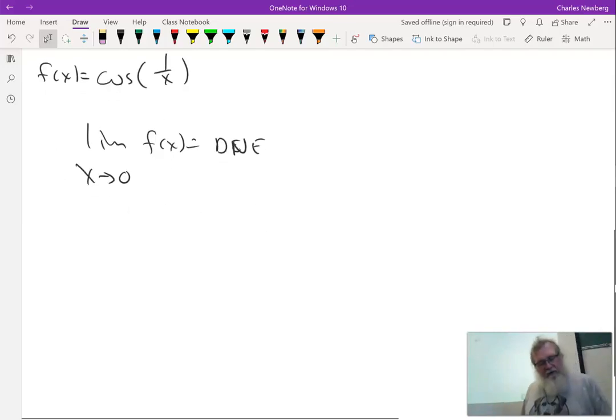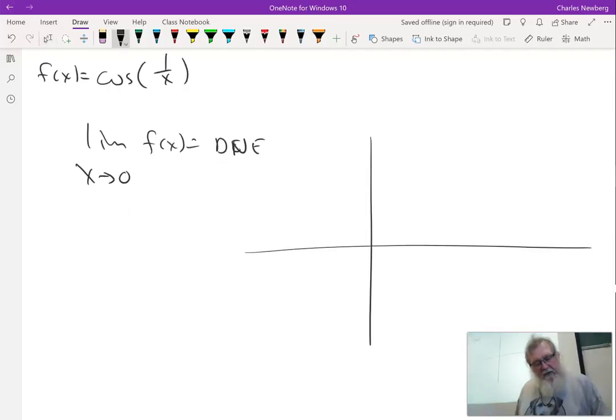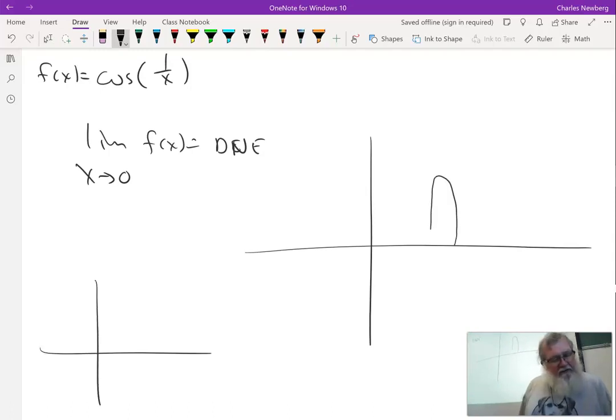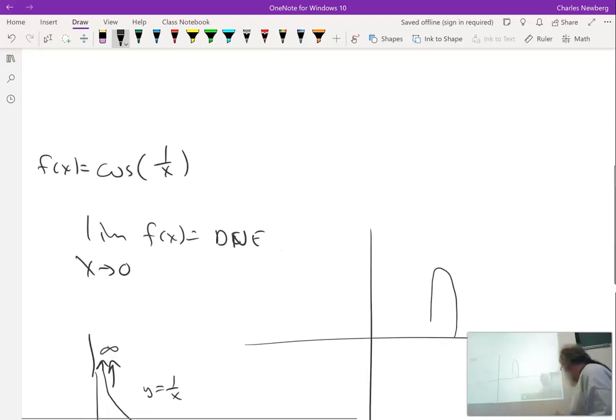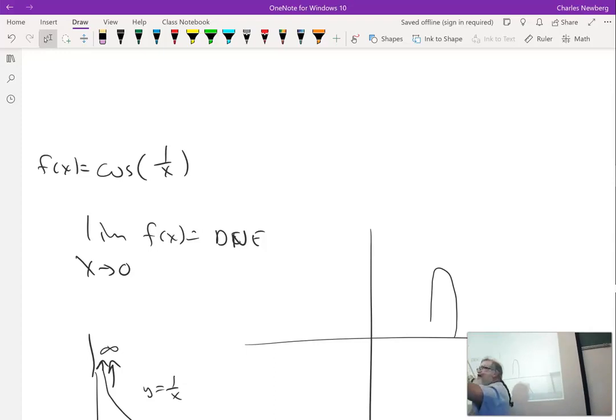So if we were to look at this graph again, as x is getting closer to 0 here, what's happening to these y values? They're going off to what? Infinity. So 1 over x is going to infinity. Well, that means I'm running around the unit circle faster and faster and faster. The closer I'm getting to 0, the bigger these coordinates are. So I'm going around that unit circle faster and faster.